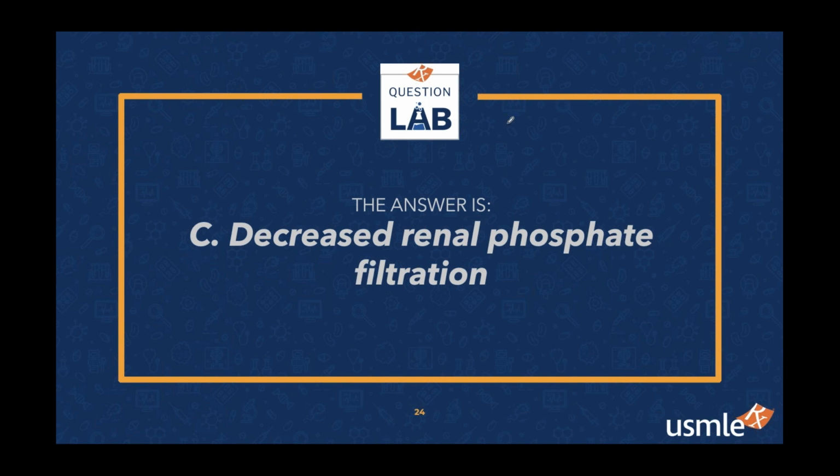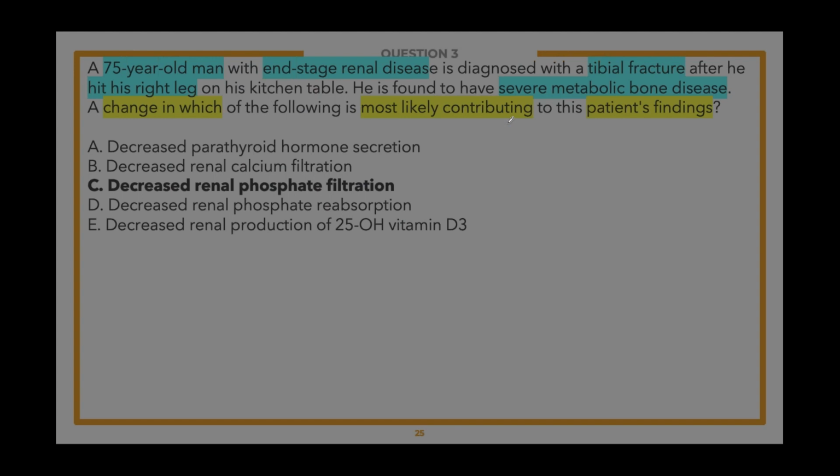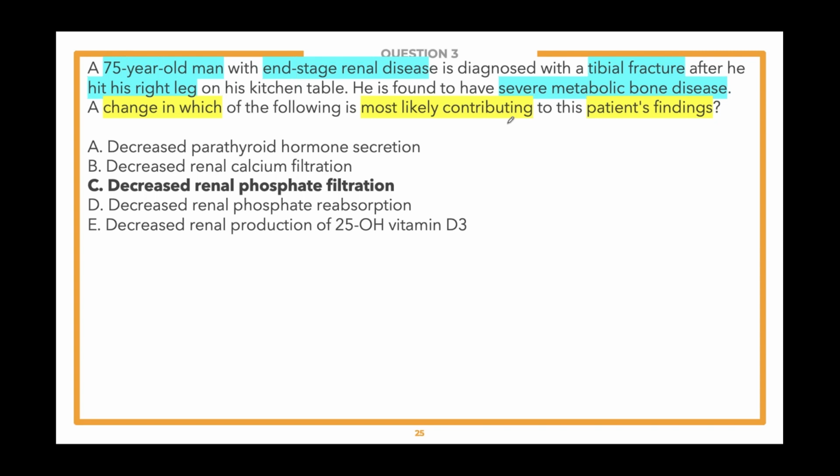Thank you, Sean. So let's take a look at this question, okay? This is a 75-year-old male, and he hit his right leg on the kitchen table. Normally, that shouldn't lead to a fracture of your tibia. But we do know that he's got end-stage renal disease. So what could be going on because of the kidney disease on that bone mineral level that would make him prone to a fracture after just a little bit of hitting his leg on the table?